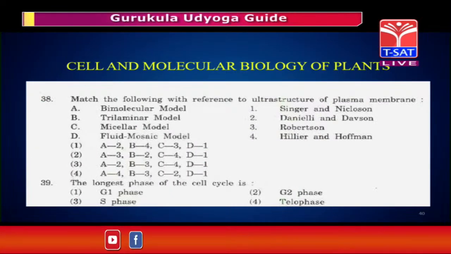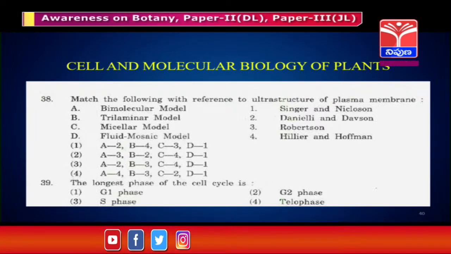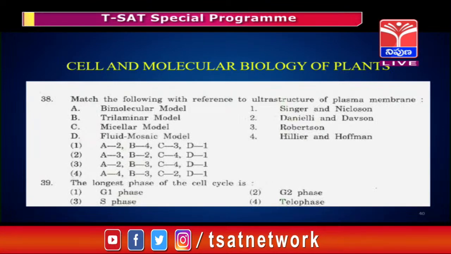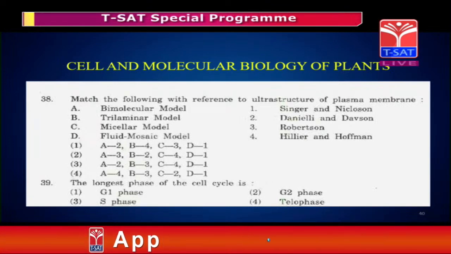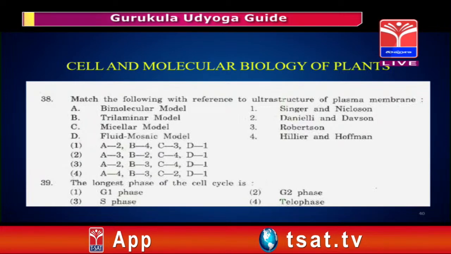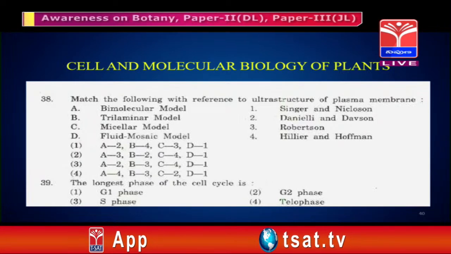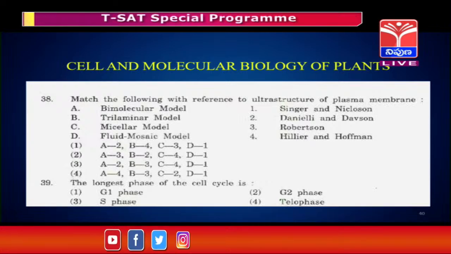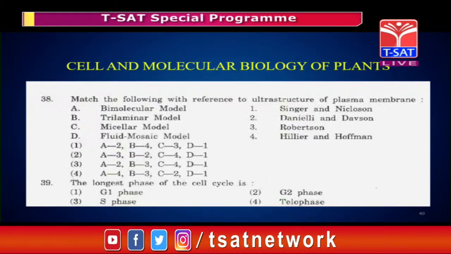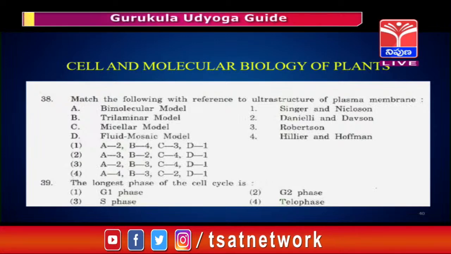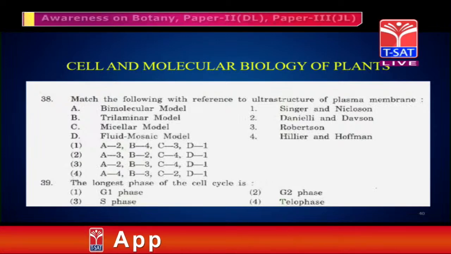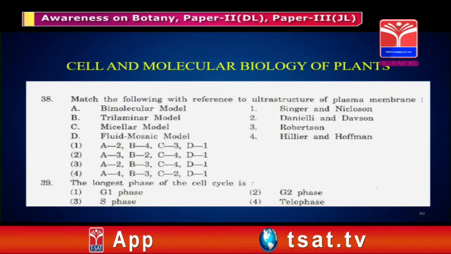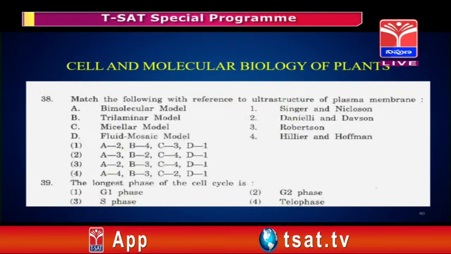Now if you see, this is a match the following question and there is a sequence here. You have different combinations, they have made the matches already. You have to only choose the correct combination. So in this type of question, you can just go by what you know. For example, the fluid mosaic model is given by Singer and Nicolson. If you say that, then it is D. D is always 1. Singer and Nicolson is given as 1. If you see the options given there, 1, 2, 3, 4, all of them have D equal to 1. So this kind of tricky question might be asked.